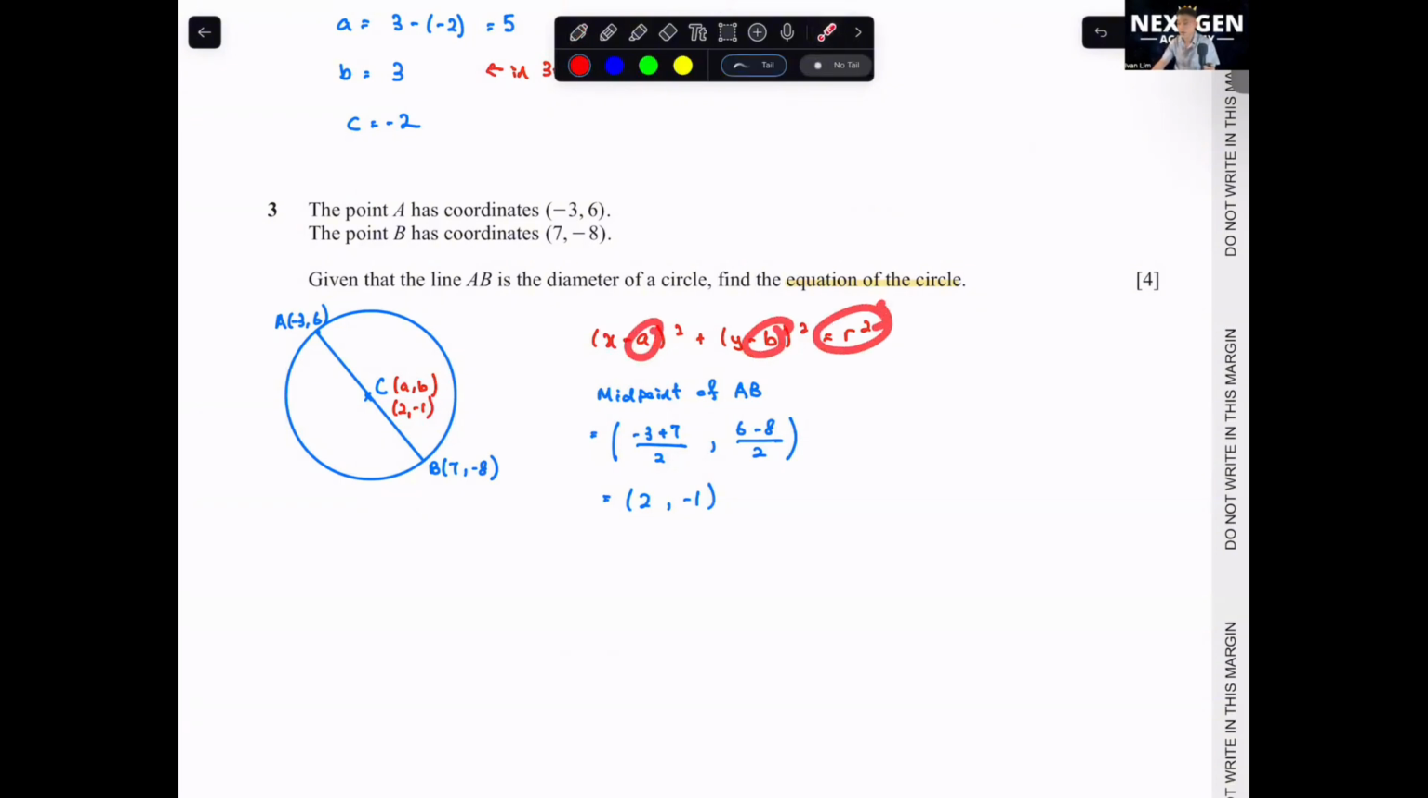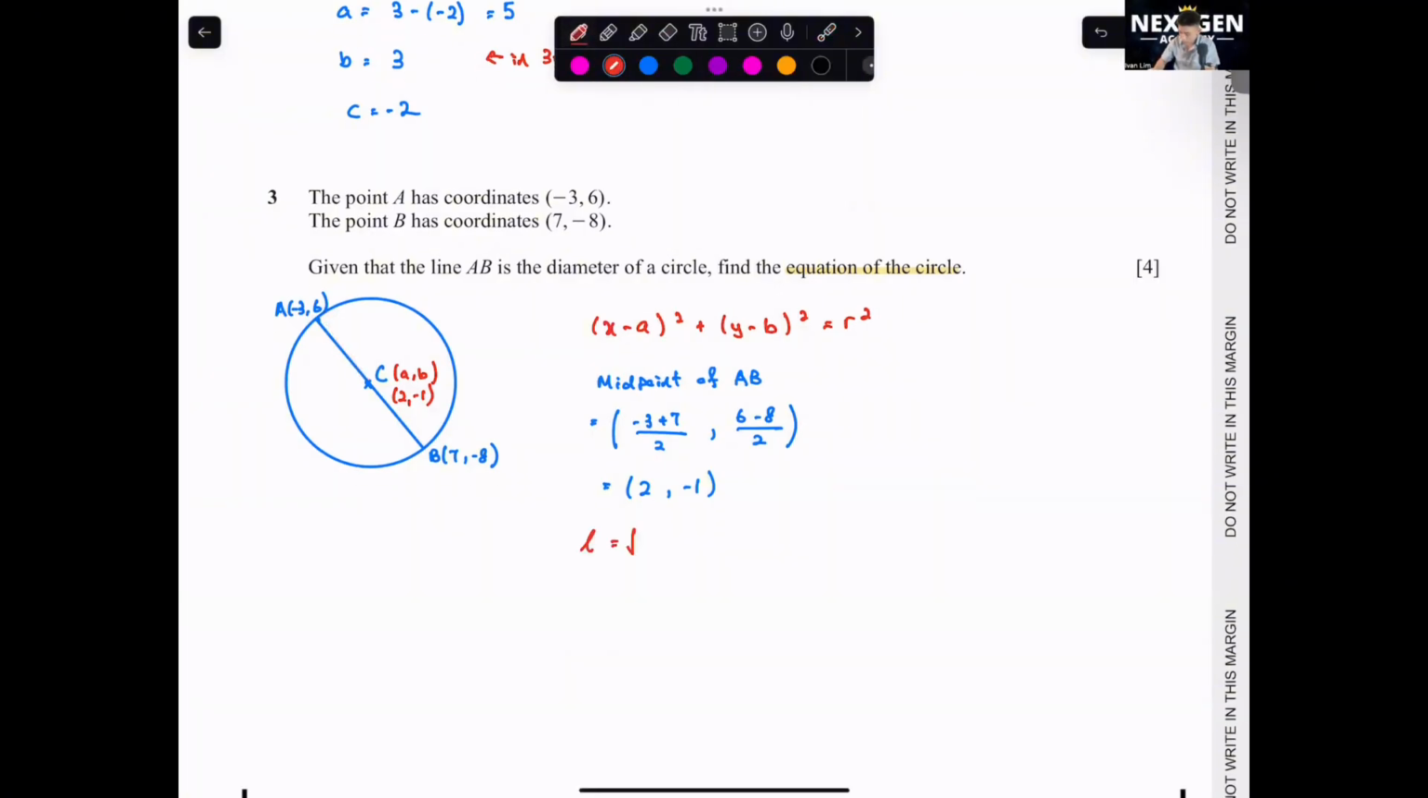Okay, we've got a and b already. Now we need to find what is this r or r squared. How can we find r squared or the value of r? We can find the distance between AC or CB. Either one of them. We use the length formula. What is the length formula? Length squared equals (x2 minus x1) squared plus (y2 minus y1) squared. Why do I leave it as length squared? Because in the formula, we want radius squared. So we just leave it as radius squared. Length is the radius. So radius squared equals x2 minus x1.